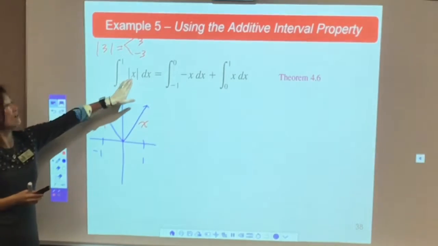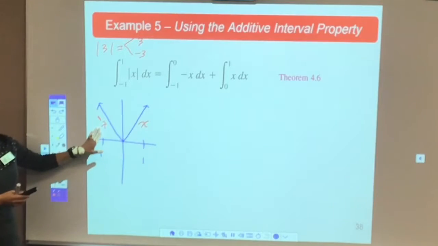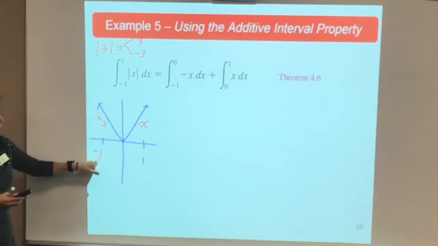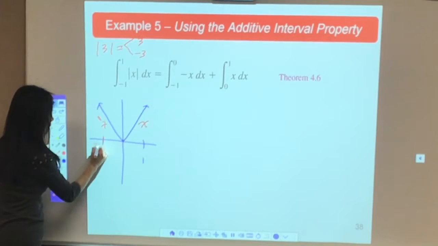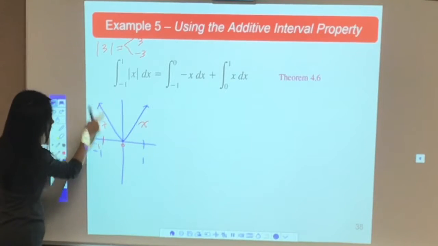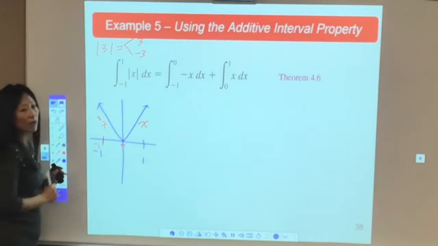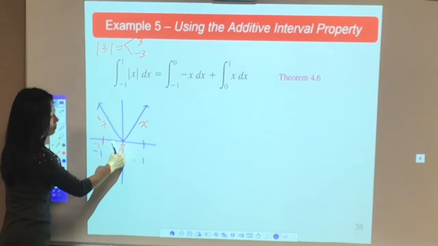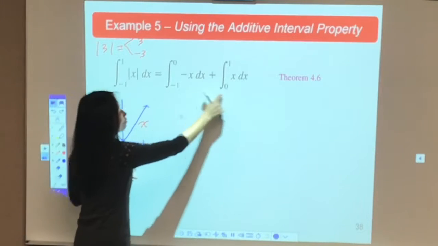So absolute value of x really means I have positive x, I have negative x. For negative x, what am I looking at? What's my limit? Negative 1 to 0. But from here to here is that graph, that function I'm going to use. What's this function? It starts at 0. Where does it end? 1. So that's why you have 2 parts.